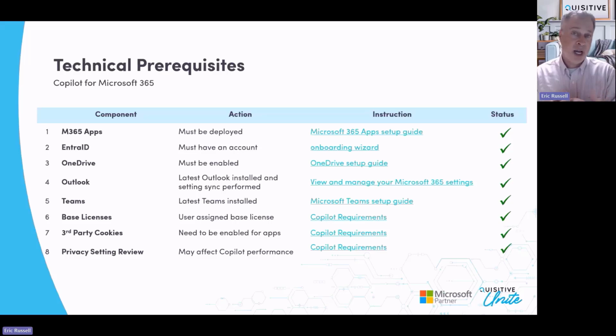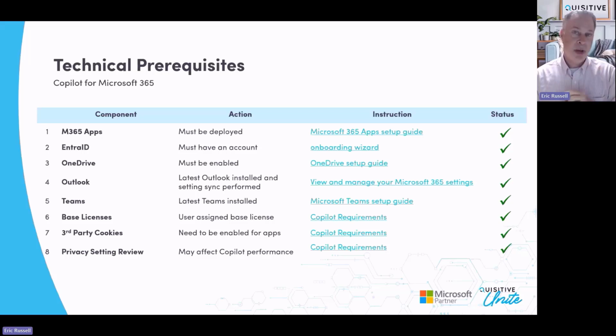Whenever we help our clients prepare for an early adopter pilot, we start here. We start with the technical prerequisites. This includes licensing as well, just to make sure that you have the ability to deploy licensing to employees. So the message here is look at your technical prerequisites, make sure you're getting check marks on the right-hand side. That's the first thing we recommend.